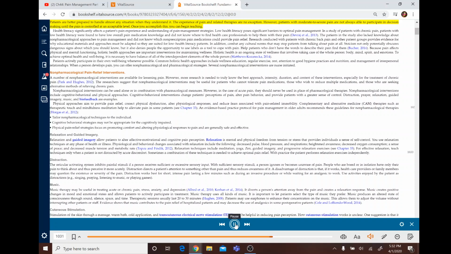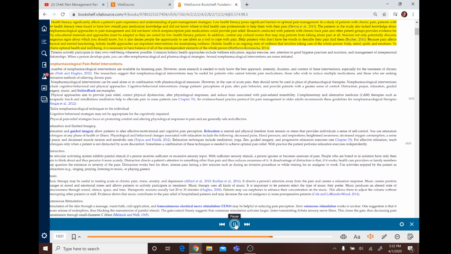Maintaining wellness. Patients are better prepared to handle almost any situation when they understand it. The experience of pain and related therapies are no exception. However, patients with moderate to severe pain are not always able to participate in decision-making until the pain is controlled at an acceptable level. Once you accomplish this, you can begin teaching.